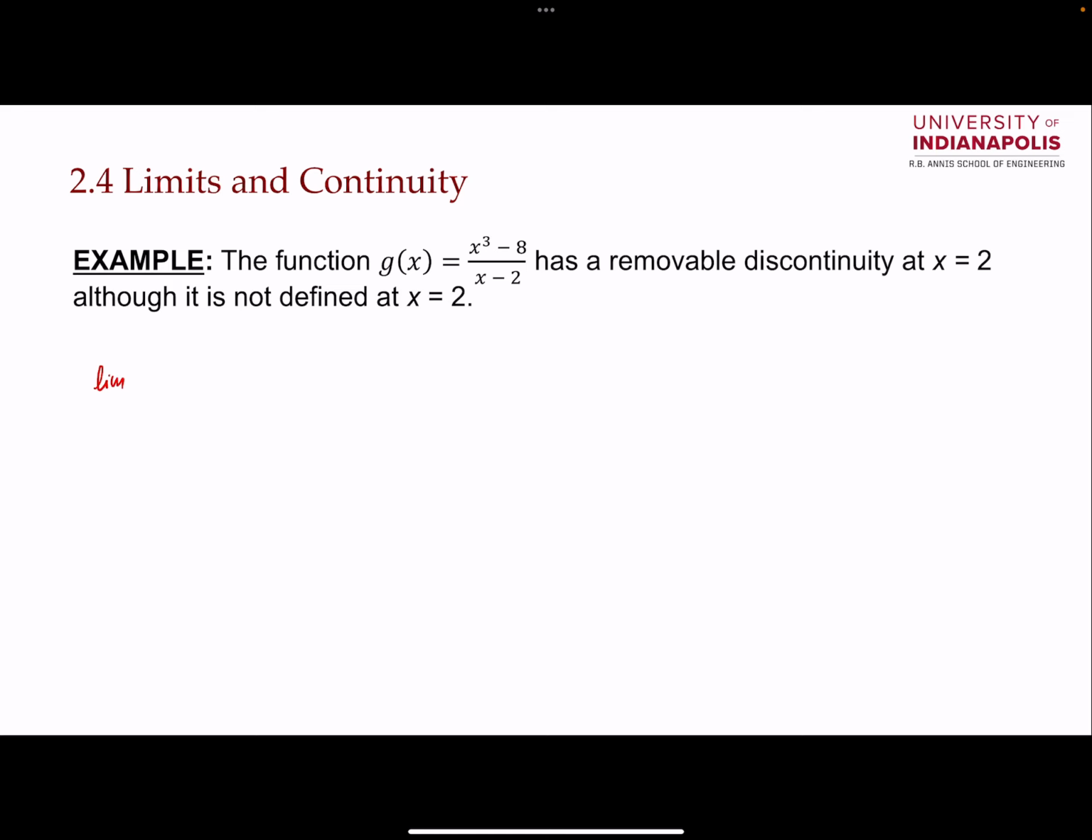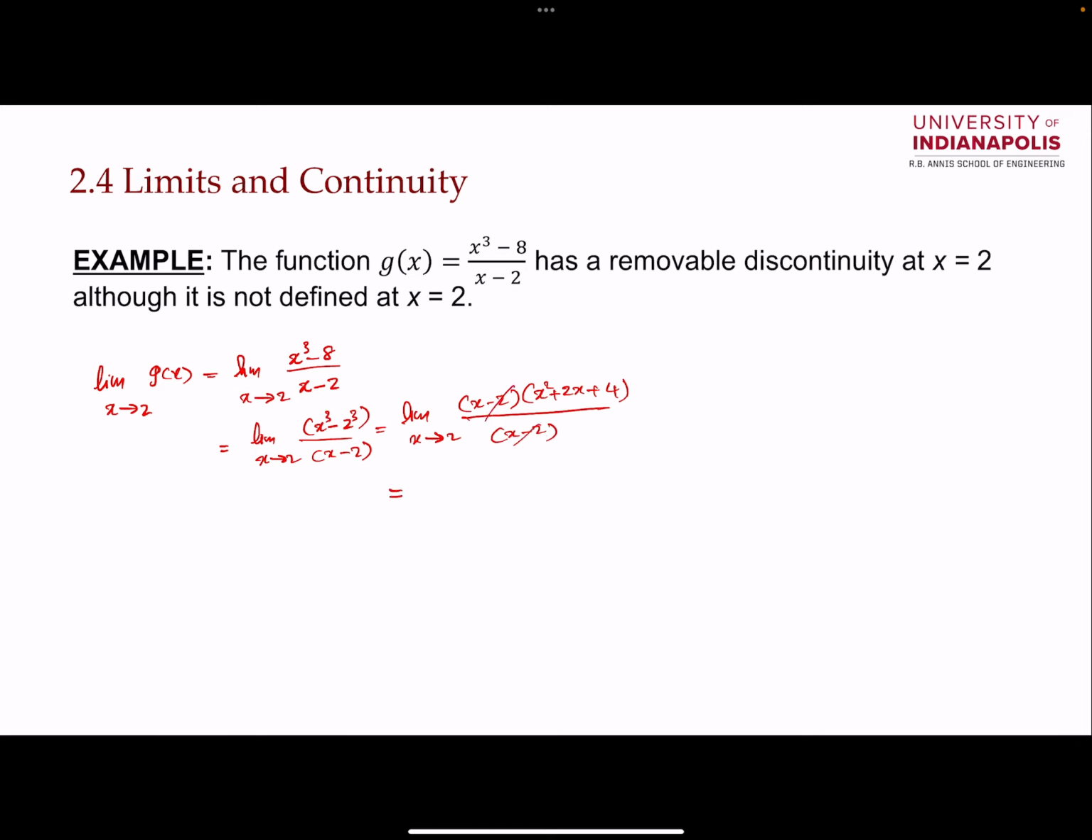Now, let's look at this example. I can find the limit as x goes to 2 of g(x), which equals the limit as x goes to 2 of (x cubed minus 8) over (x minus 2). This is the limit of (x cubed minus 2 cubed) over (x minus 2), which is the limit as x goes to 2 of (x minus 2)(x squared plus 2x plus 4) divided by (x minus 2). And then we have the limit as x goes to 2 of x squared plus 2x plus 4. And you can use the laws of limits to get the limits.